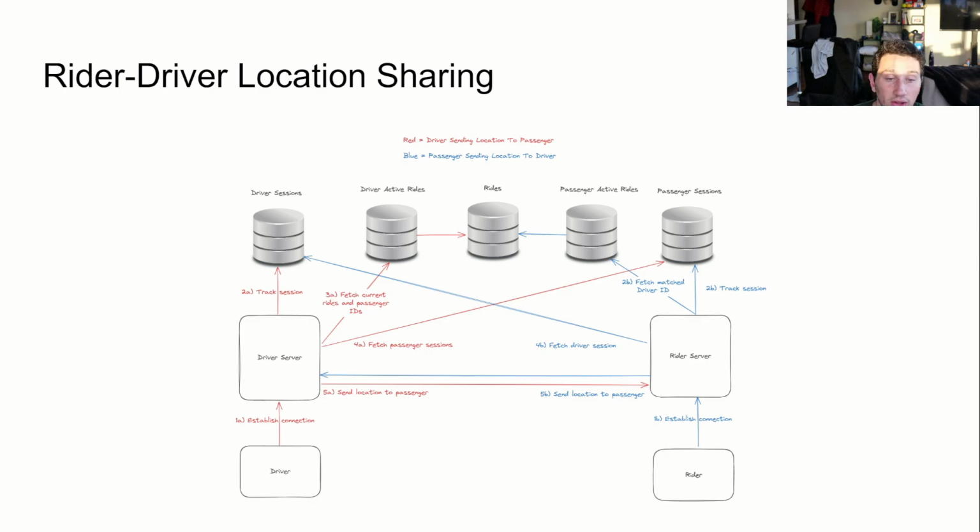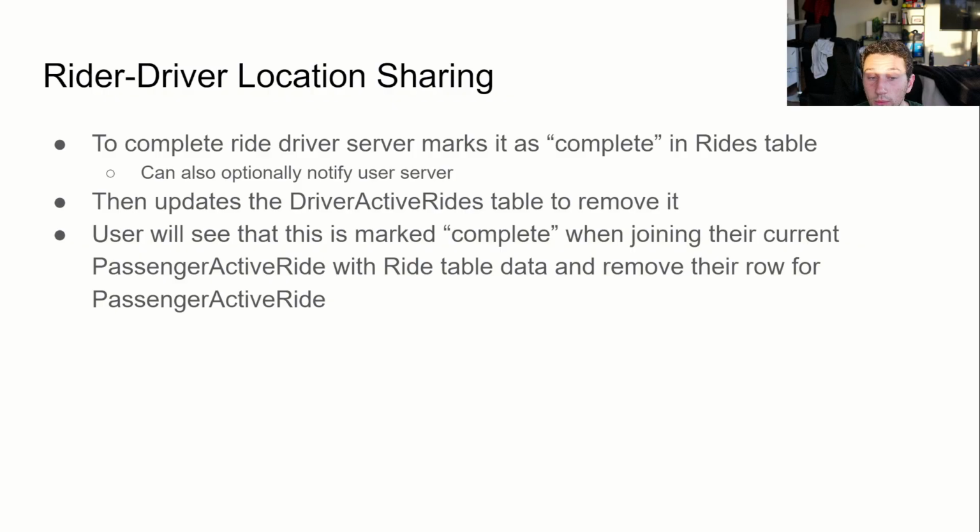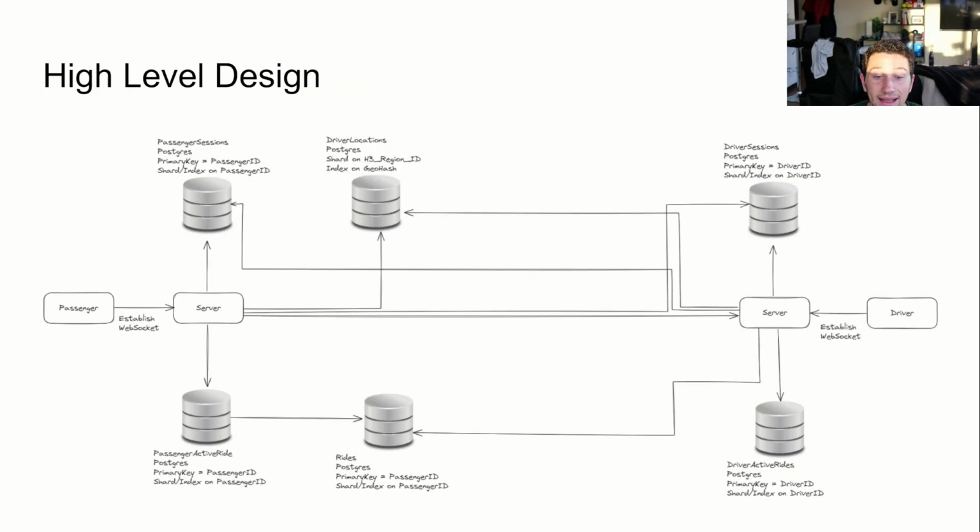While it isn't pictured in the diagram, it's also the case that the driver is still sending their location to the driver location index, since they may continue to claim requested rides. When a driver completes a ride, we can first mark it as complete in the rides table, and then mark it complete in the driver rides table. This way, both the passenger and driver will know to stop sending location updates to one another.